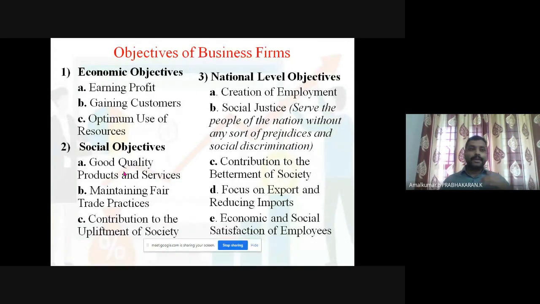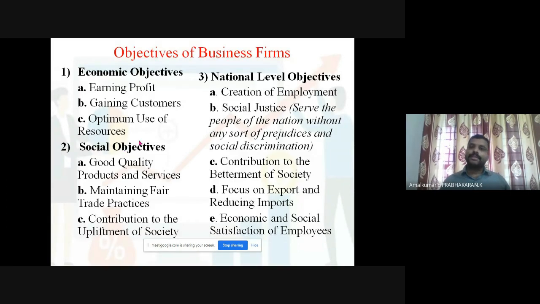In order to contribute to the upliftment of the society is another social objective. There are some social objectives. The first one is good quality products and services. We want to provide good quality products and services, for the maintenance of fair trade practices, then contribution to the upliftment of the society. And these are the social objectives.